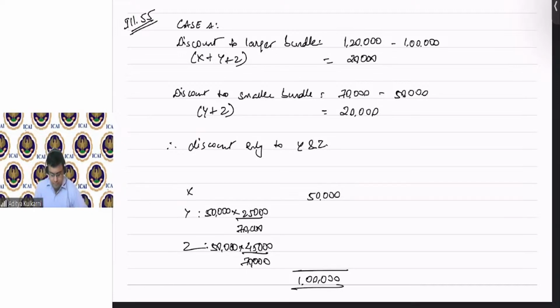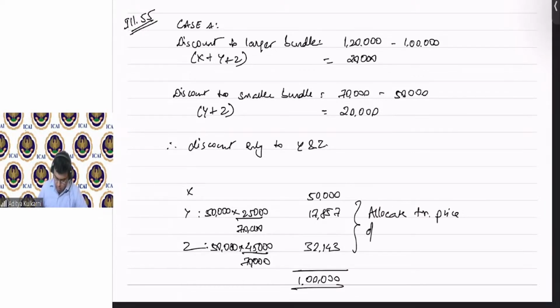So how much will it be? This will be 17,857 and 32,143. So that is how you will do the allocation. Allocate transaction price of 50,000 in ratio of 25 is to 45.